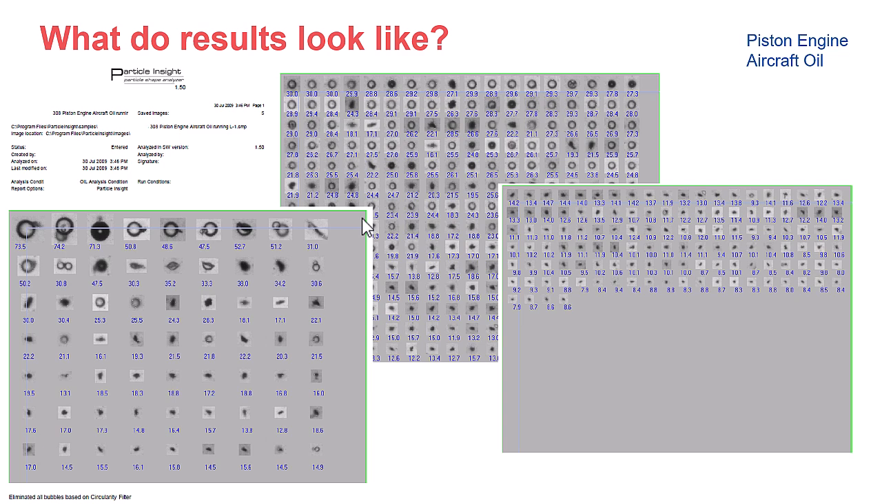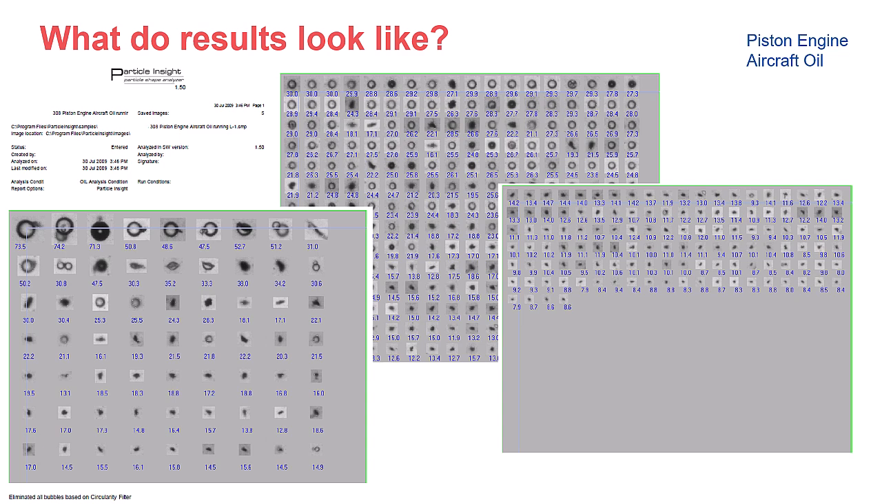Here's another example of some piston engine aircraft oil. Again, you see some water droplets here, and some particles stuck to them, but there's definitely a good number of real particles in there. Again, we don't know what they are, and if you do need to know, you could save your sample and send it to the lab.